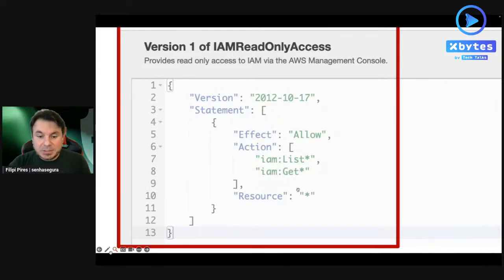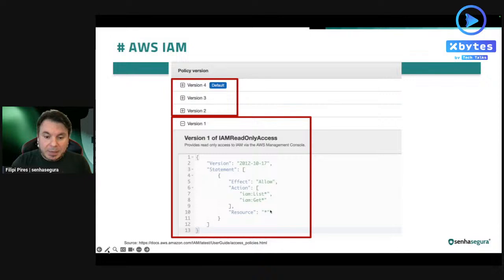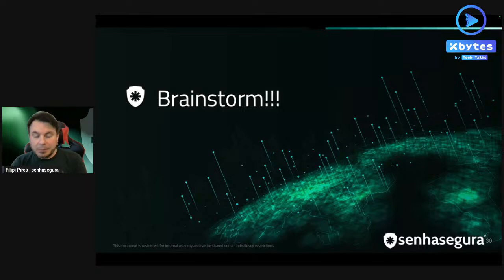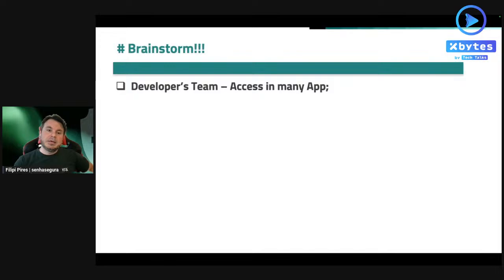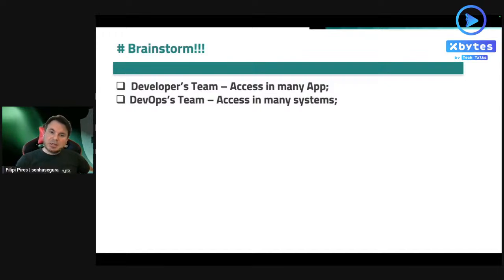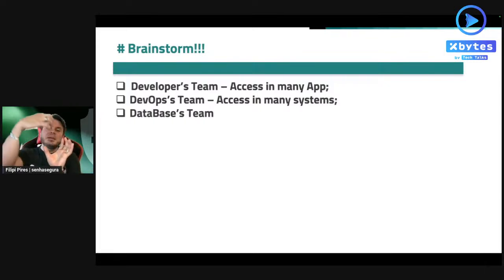So if you see here, the resource is the asterisk, as I mentioned. And by the way, when you apply this asterisk, you receive a warning from AWS. Let's make a brainstorm here now. Let's think about this challenge that we have in our companies nowadays. We have many developer teams accessing many apps. We have DevOps teams to automate the process and access many systems. We have a database person responsible for providing the database to the DevOps person, and you have a developer, three different teams or squads or whatever name you prefer. They need to work together.